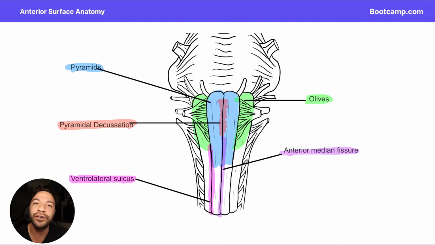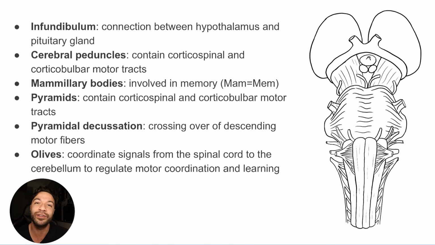So now that we've covered some of the structures and features on the inferior aspect of our brainstem in our medullary region, let's take a look at some of the functions that these structures perform. So like we said, that infundibulum, or that pituitary stalk, is going to be the connection between the hypothalamus and the pituitary gland. And this allows for signals from the hypothalamus to be continued to that posterior pituitary gland.